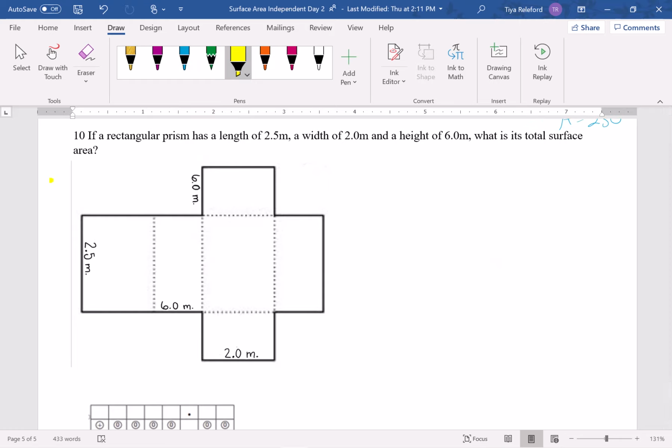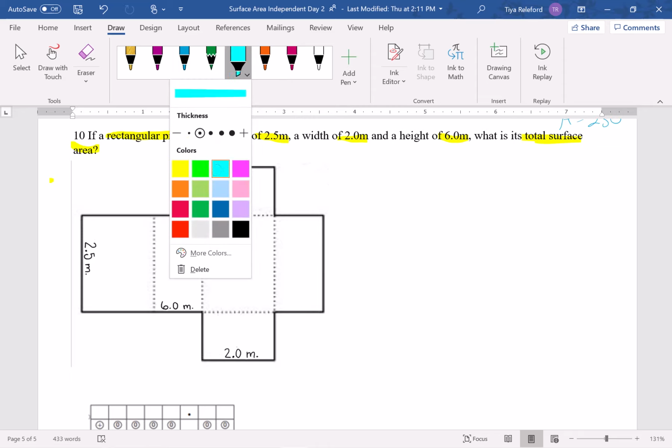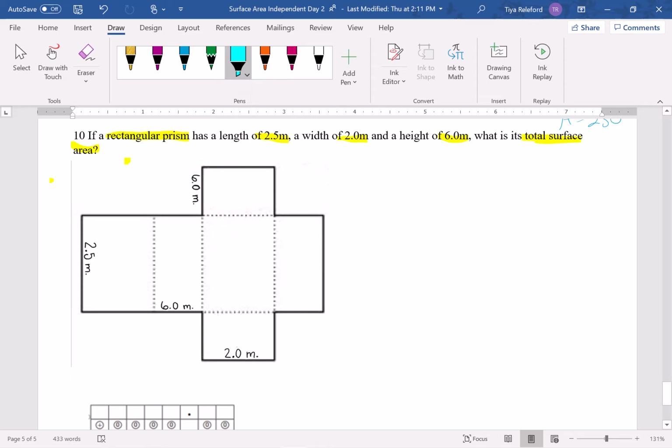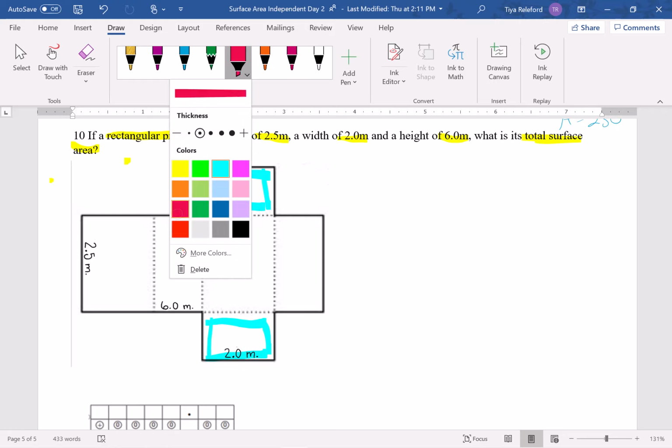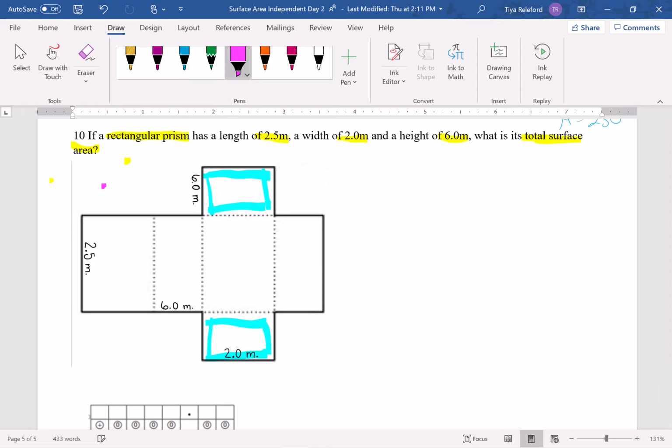All right, number 10 says, if a rectangular prism has a length of 2.5, a width of 2 meters, and a height of 6 meters, what is the total surface area? You need area of everything. Again, it doesn't matter what the bases are. It's all the same. And I know they're not all the same, but it doesn't matter because it's total surface area.